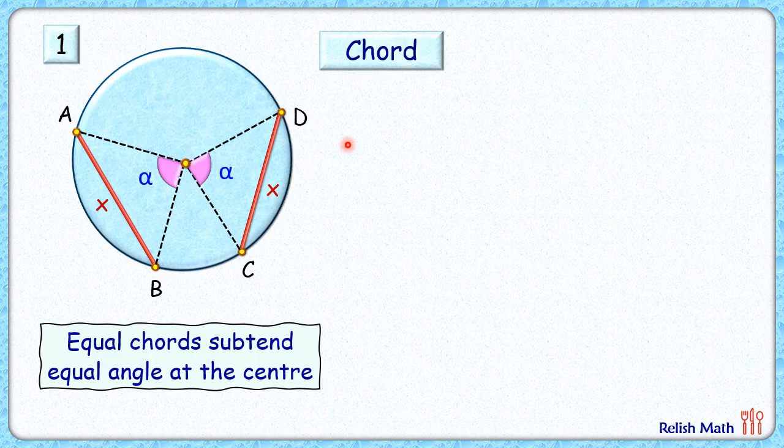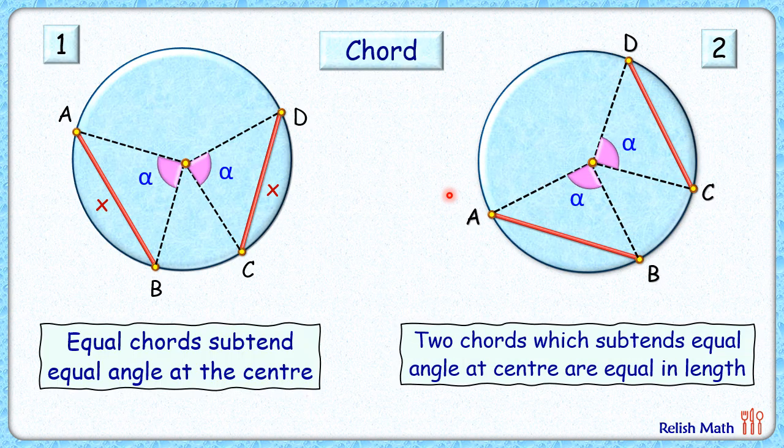And the converse of this is our theorem number 2, which says that two chords, here AB and CD, if they are making equal angle at the center, so they are making angle alpha degree each, then by the theorem these two chords have to be of equal length. So AB length will be equal to CD length.